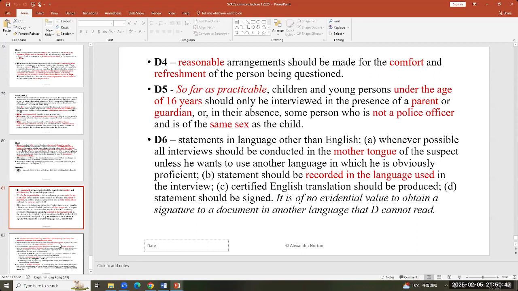Is the police officer expected to speak Urdu or some obscure African dialect? Of course not. It means, though, that they have to wait for the interpreter to be present if the suspect is unable to communicate in the language of the officer. Now, there is one particular obscure African dialect in Hong Kong.